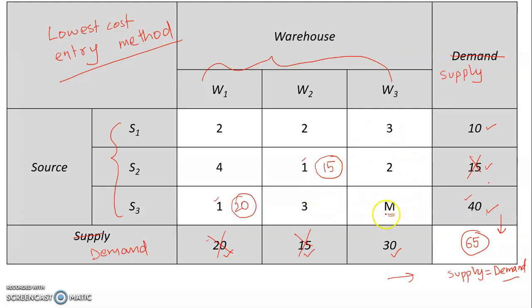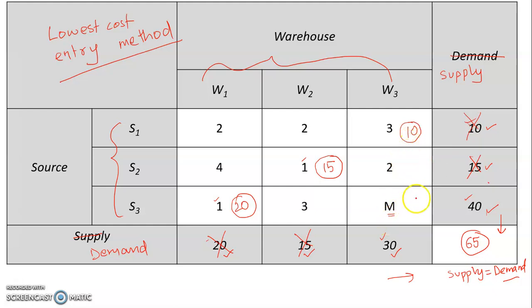These are two threes. M is the largest cost, almost infinite. In this 3 again I cannot make an allocation, because all the demand of W2 has already been satisfied. So this is the only cell where I can allocate some units. S1 has the capacity to supply 10 units here, while W3 has a demand of 30 units, but I can only ship 10. So this source is also done. That means it has no more units to supply.